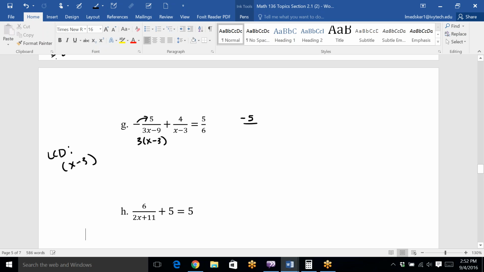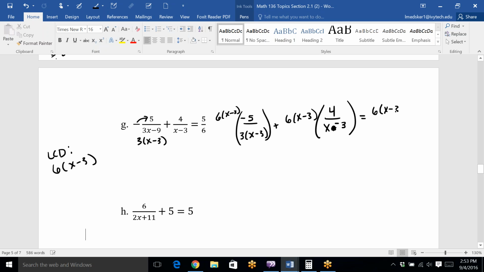For the monomials, the 3 and the 6, if the big one is a multiple of this one, you can just pick the bigger number. So 6. So I'm going to be multiplying every single term in this by 6 times x minus 3. So there's my fraction for the first one. Plus 6 times x minus 3. There's my second fraction. It's supposed to be a minus. And equals 6 times x minus 3 times 5/6.